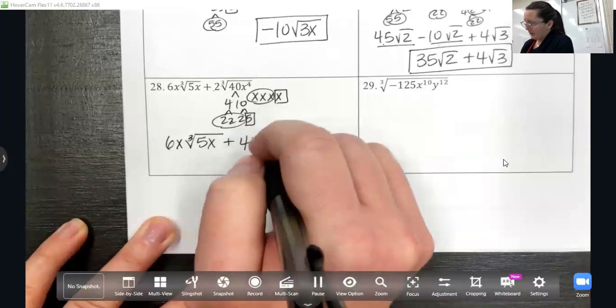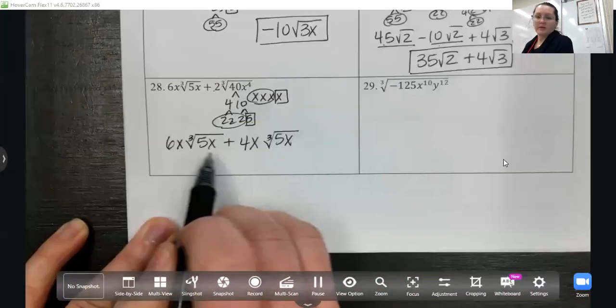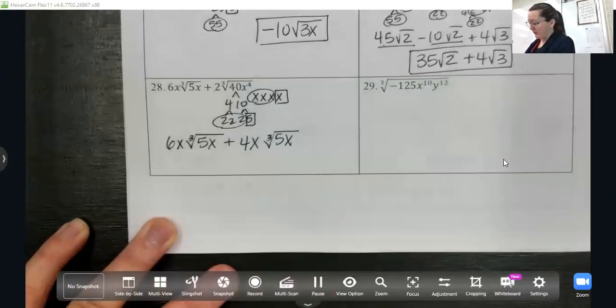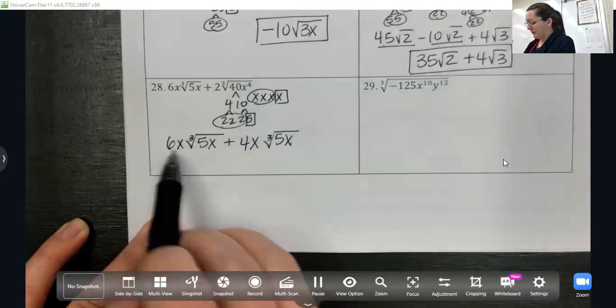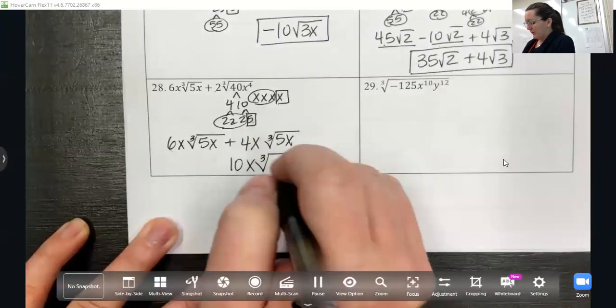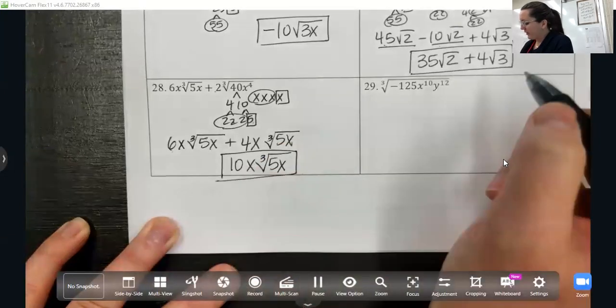1x, then we have the cubed root of 5x. They are like terms now, right? The index and the radicand are the same, so we can add our numbers in front. 6x plus 4x is 10x, and the cubed root of 5x. Nice work.